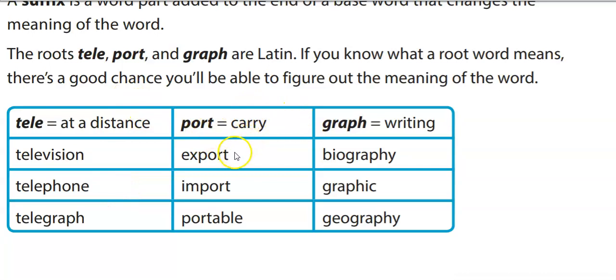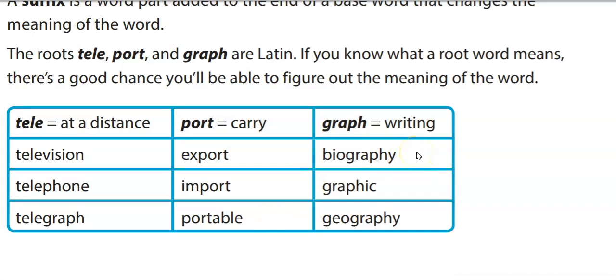Port means to carry, so export means something that is carried somewhere else, right? Like an export is something that is exported overseas. An import is something that we bring in from somewhere. Portable means you're able to carry it somewhere, right? If it's portable.